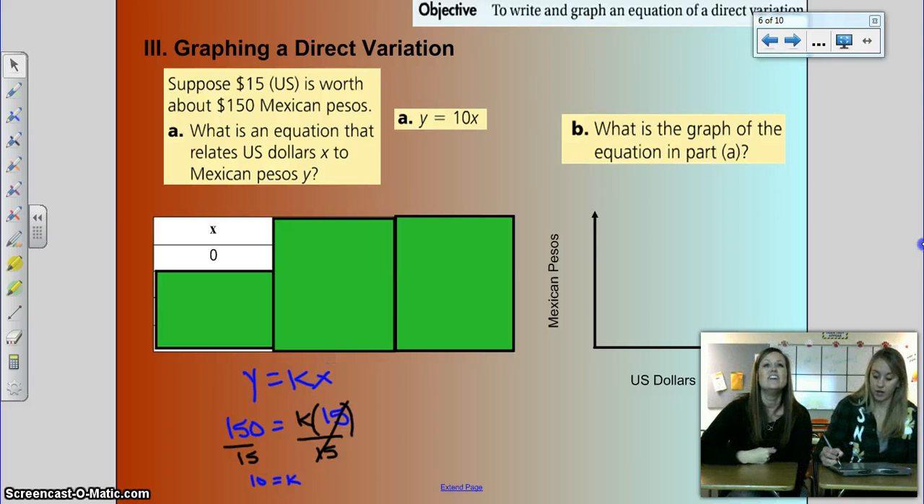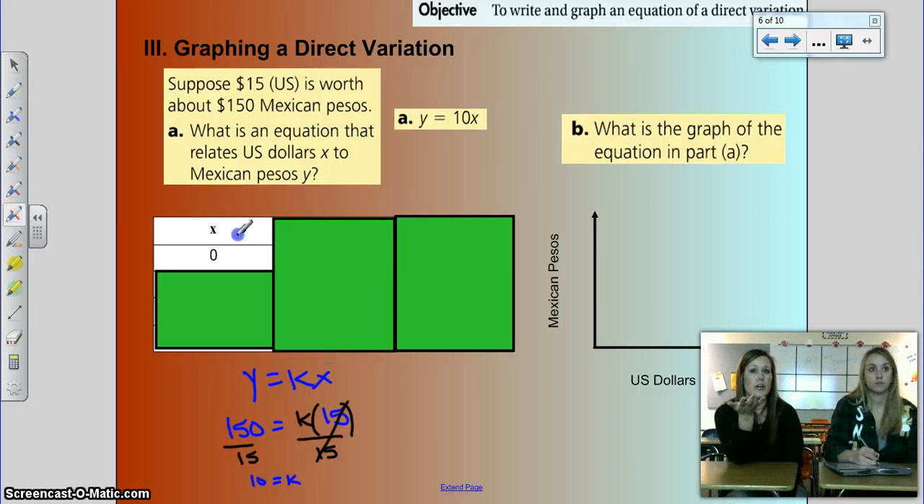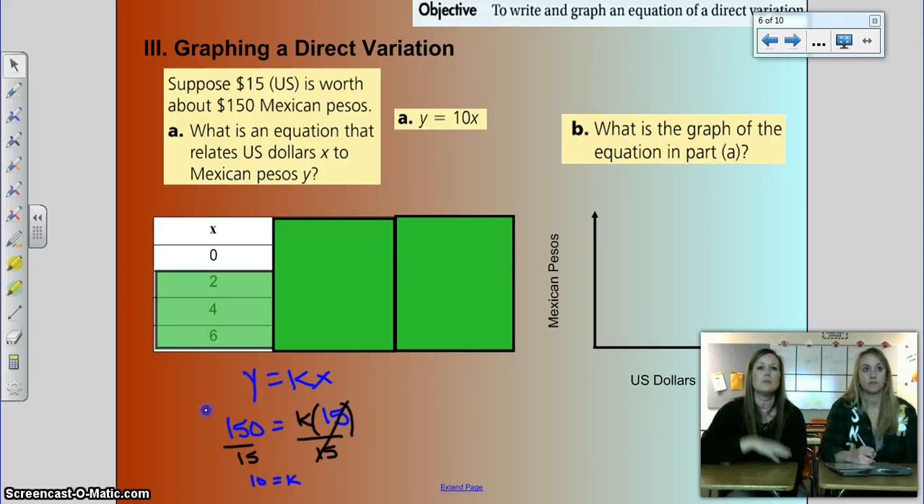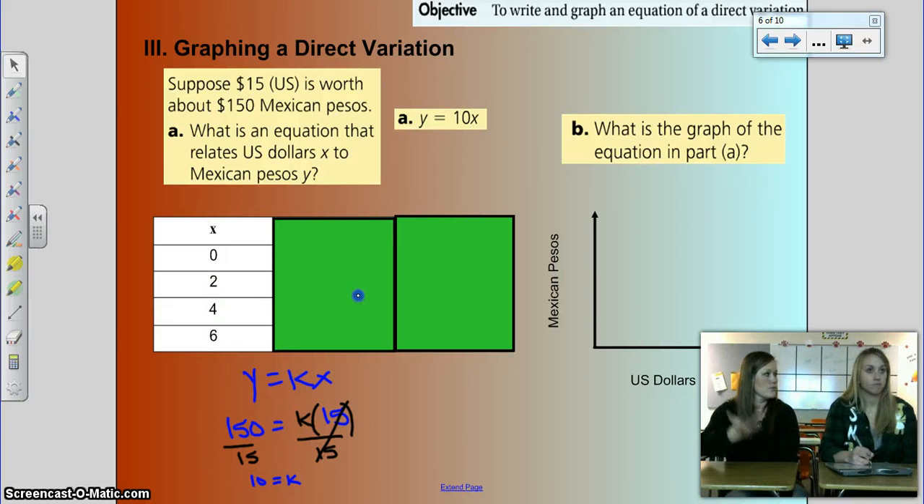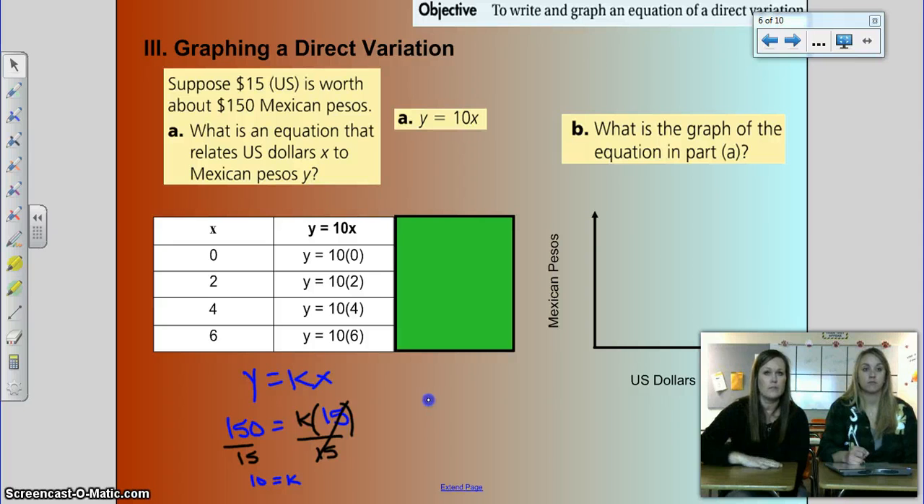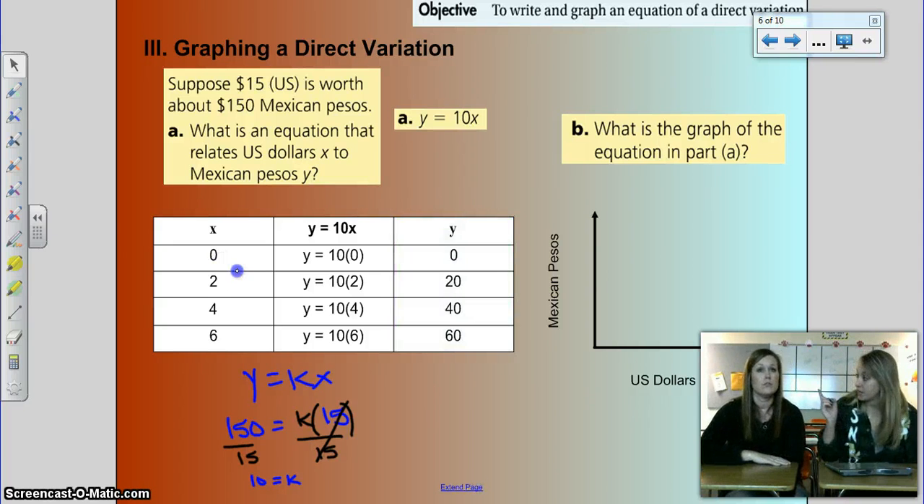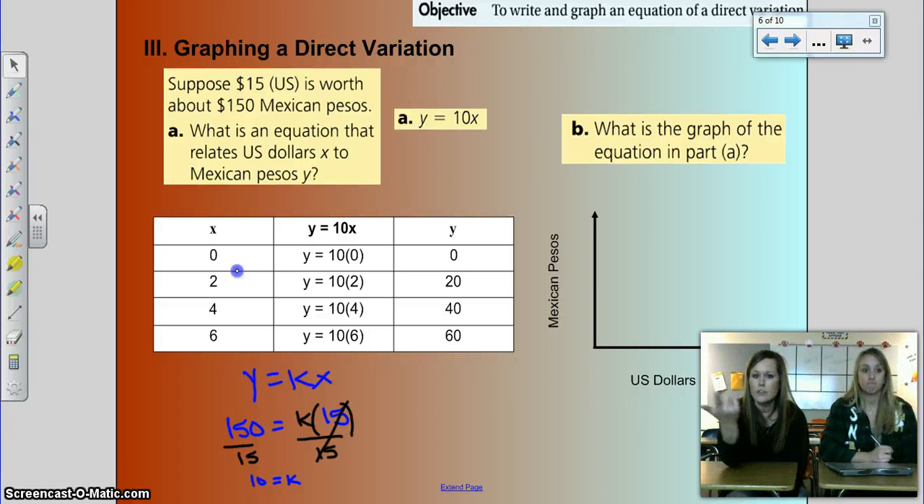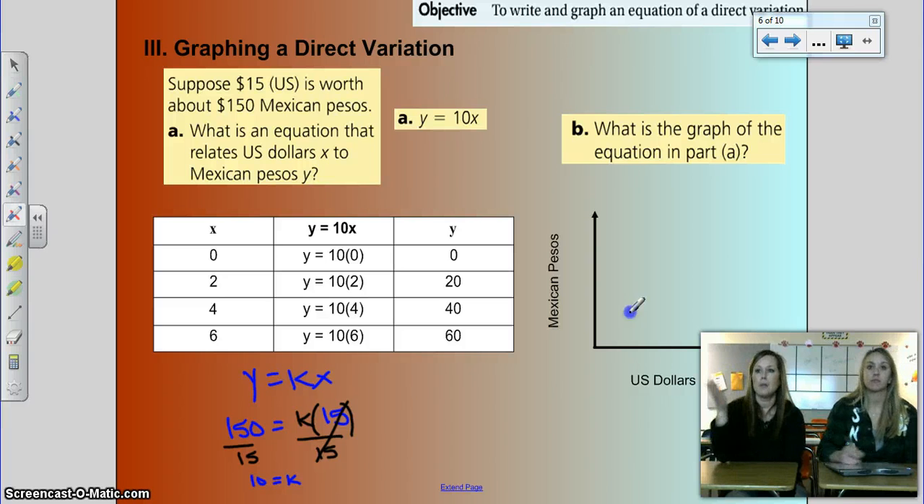Yeah. Got it. So then they've made a table, which I don't necessarily know if we have to. Oh, yeah, we do, because it says what is the graph. Okay, so we're going to plug in some information in our table, 0, 2, 4, 6, 1, 2, 3, 4. Plug them in, whatever you want. Really, ultimately, it could be anything. But it can't be negative because we're dealing with dollars. Oh, right. Totally. So I could do 10, 20, 30, 40. And then I'm going to plot those on my graph.